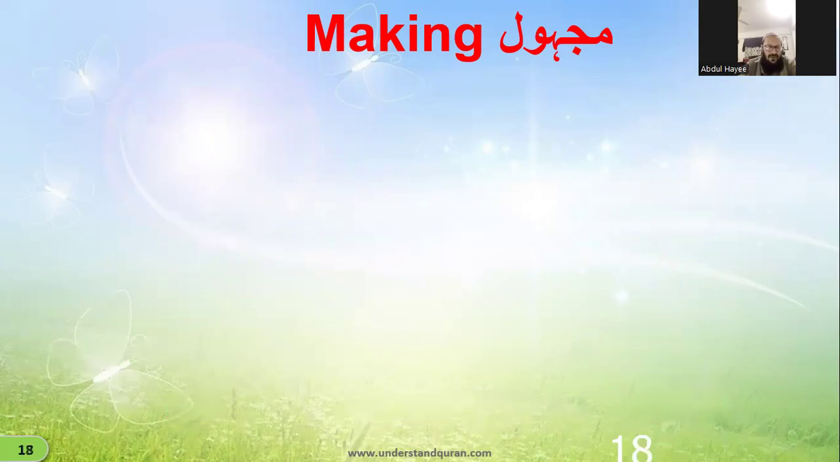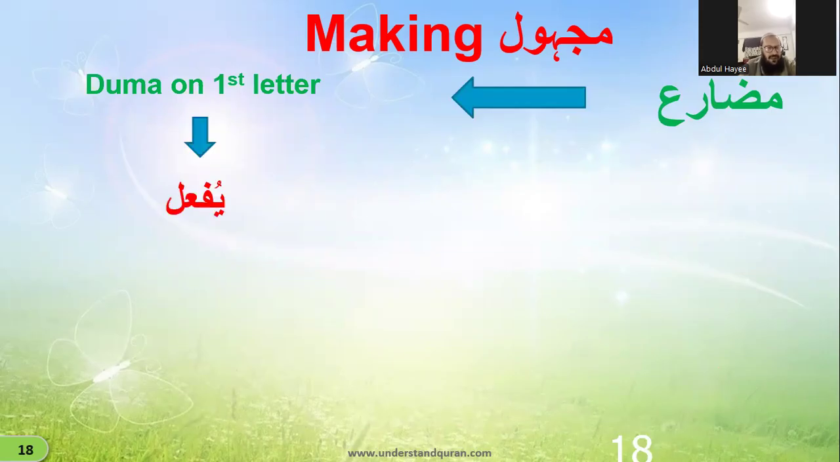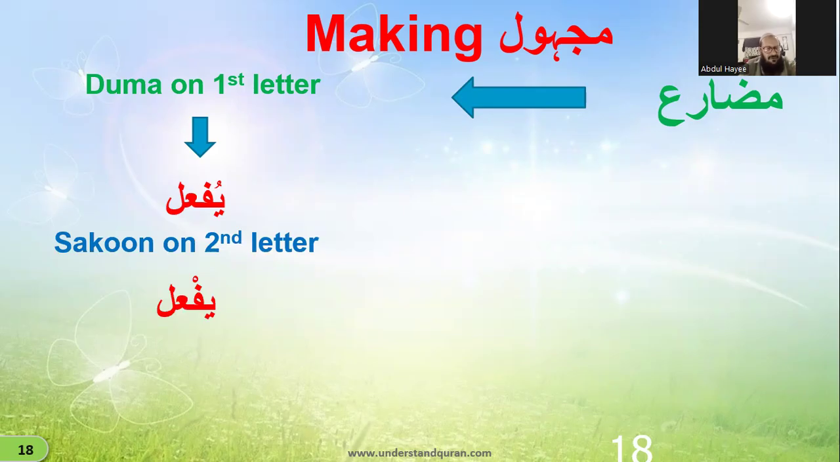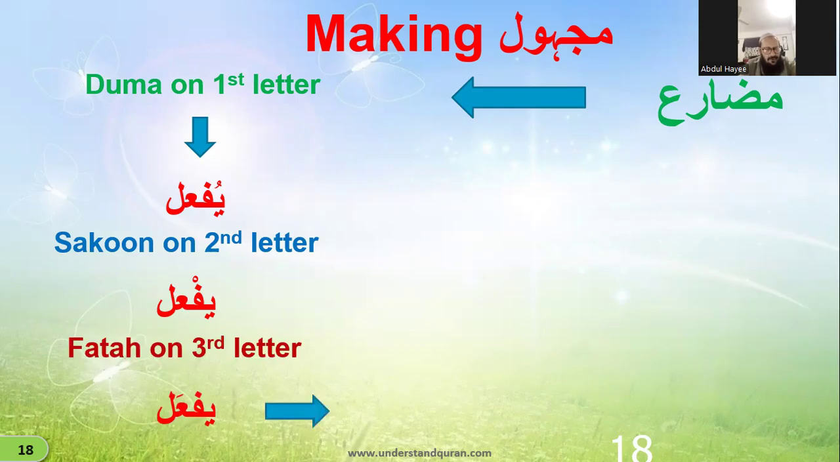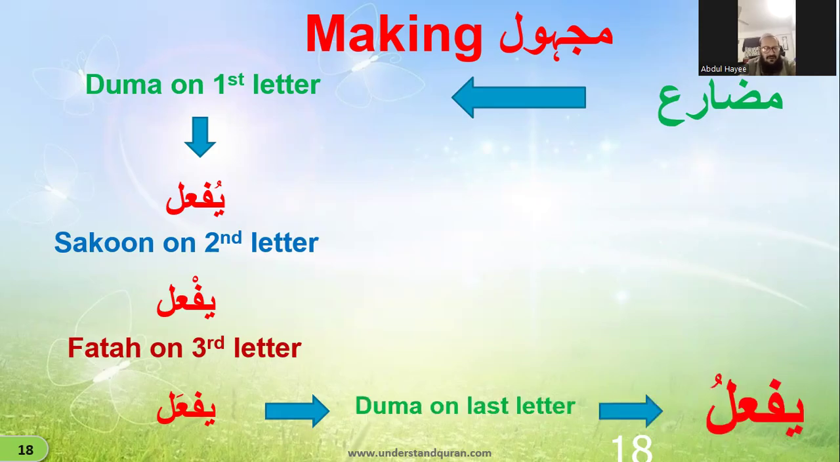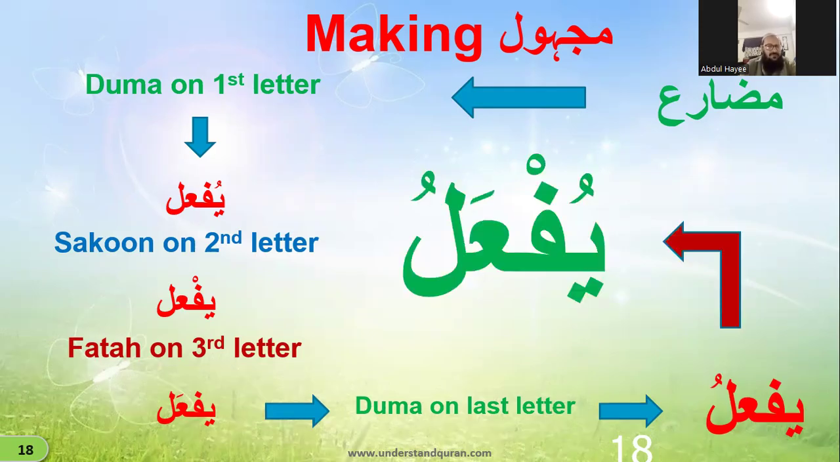How to make the mudari majhul? For mudari majhul, put the dhamma on the ilamat of mudari. Okay, this is the ya, I put the dhamma on the ilamat mudari. Put a sukun on the next letter after the ilamat mudari, that is fa, I put the sukun. Put a fatah before the last letter. Okay, this is the ain, here I put the fatah. And put the dhamma on the last letter of the mudari. Okay, I put the dhamma. So what shape comes? The shape comes yuf'alu. That is the mudari majhul.